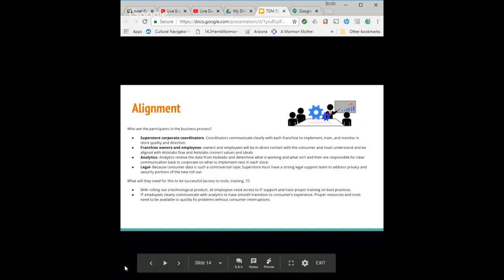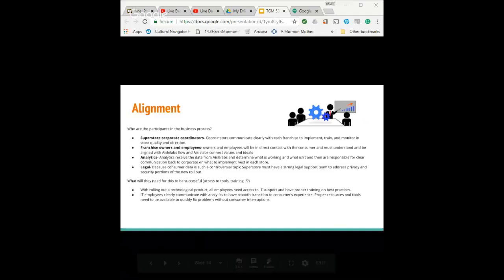So to wrap this all up, it's critical that the company is aligned in every way for the rollout of the new technology and the new markets. The participants in this process start with the superstore corporate coordinators. They communicate with the franchise owners and the employees, making sure they're training and monitoring the store quality. The franchise owners and employees are the ones that have direct contact with the customers, so they have to understand the product, know how it works, and make sure it's a smooth transition in the store.